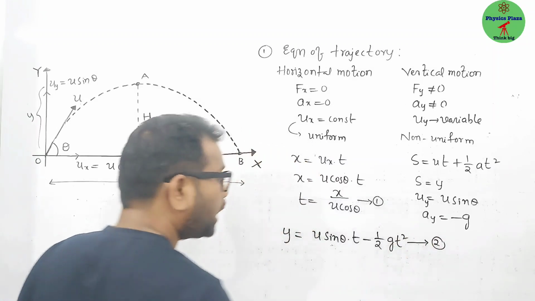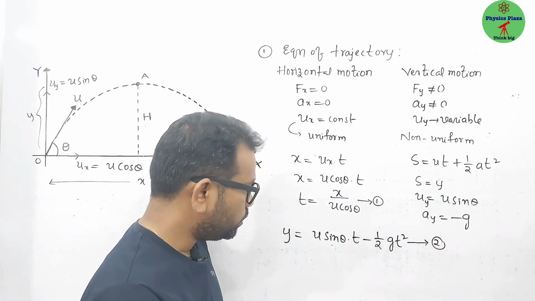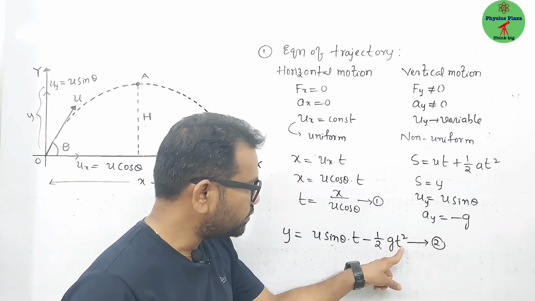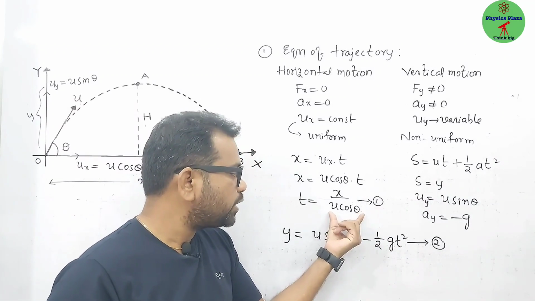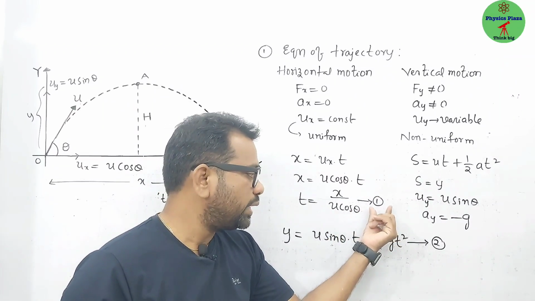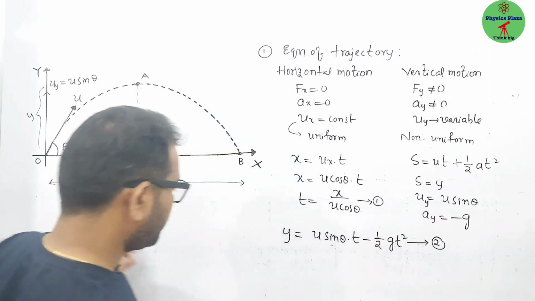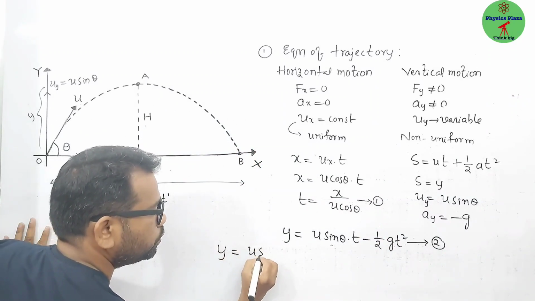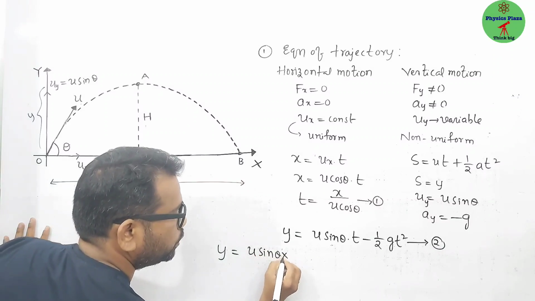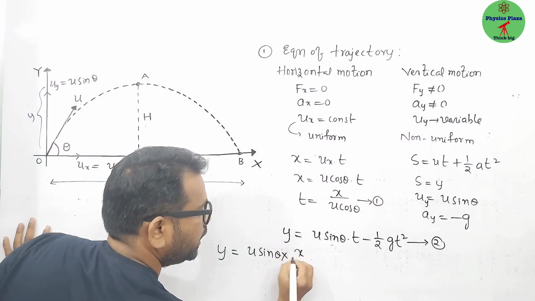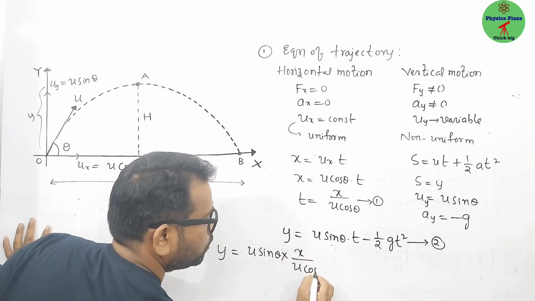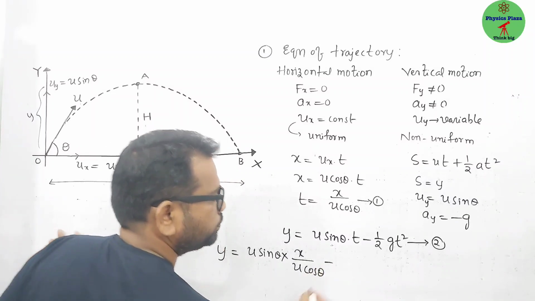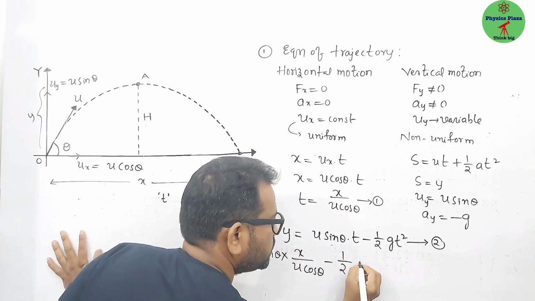Dear children, now let us see equation 2. Here t is there, right? In the place of t, we are going to substitute x by u cos theta. I mean, substitute equation 1 in equation 2. So then what do we get? Look here. y is equal to u sin theta into, in the place of t, we are writing x by u cos theta, minus half g.